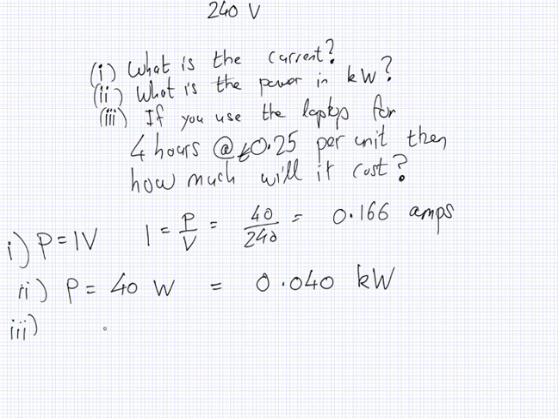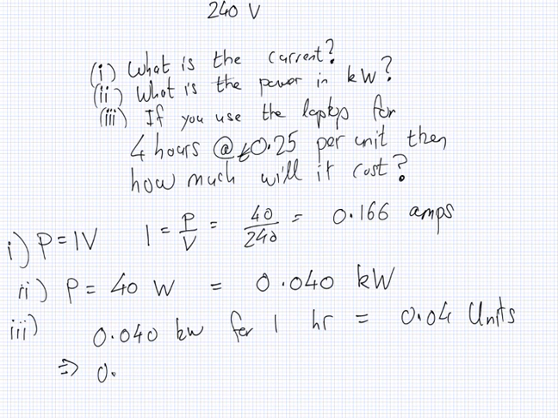Okay. Now, part 3 is how much will it cost? Well, what you have is 0.040 kilowatts for 1 hour. That is 0.04 units. So then 0.04 kilowatts for what do I have? 4 hours. That is 0.16 units.